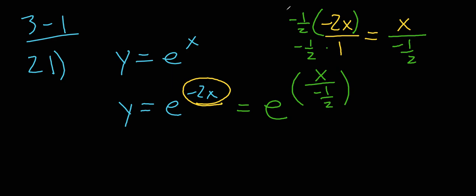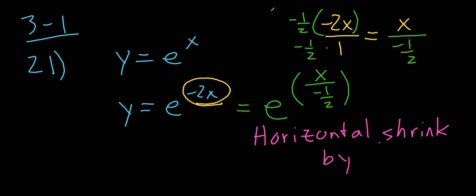There are two things you need to describe to me. Obviously, both are happening on the horizontal side, not on the vertical side. Got any of them? Horizontal shrink by 1/2. Okay, next. And we need a reflection. Oh yeah, we got a reflection right there. Reflection across the y-axis.